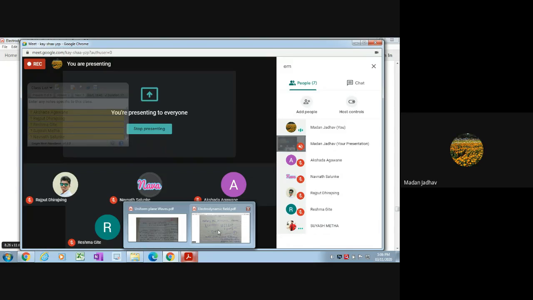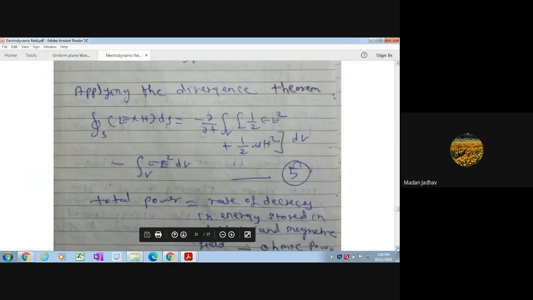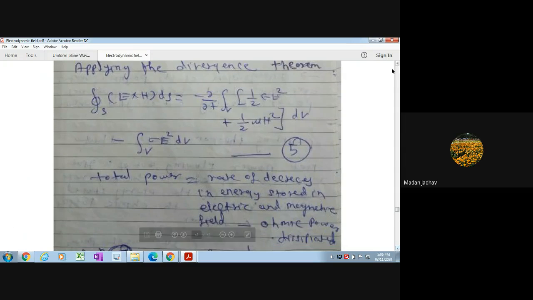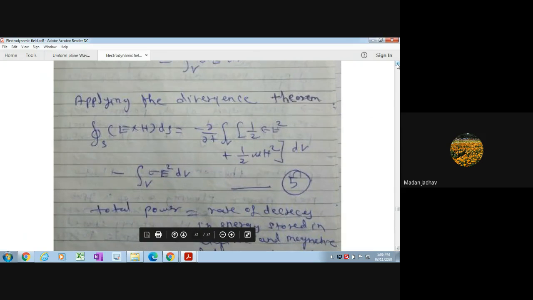First of all, we will see the equation for that, because the derivation is not necessary for you. Just objective type questions will be asked, and a numerical problem will be there, so you should know the equation of the total power, how we can find the total power present inside the specific region.